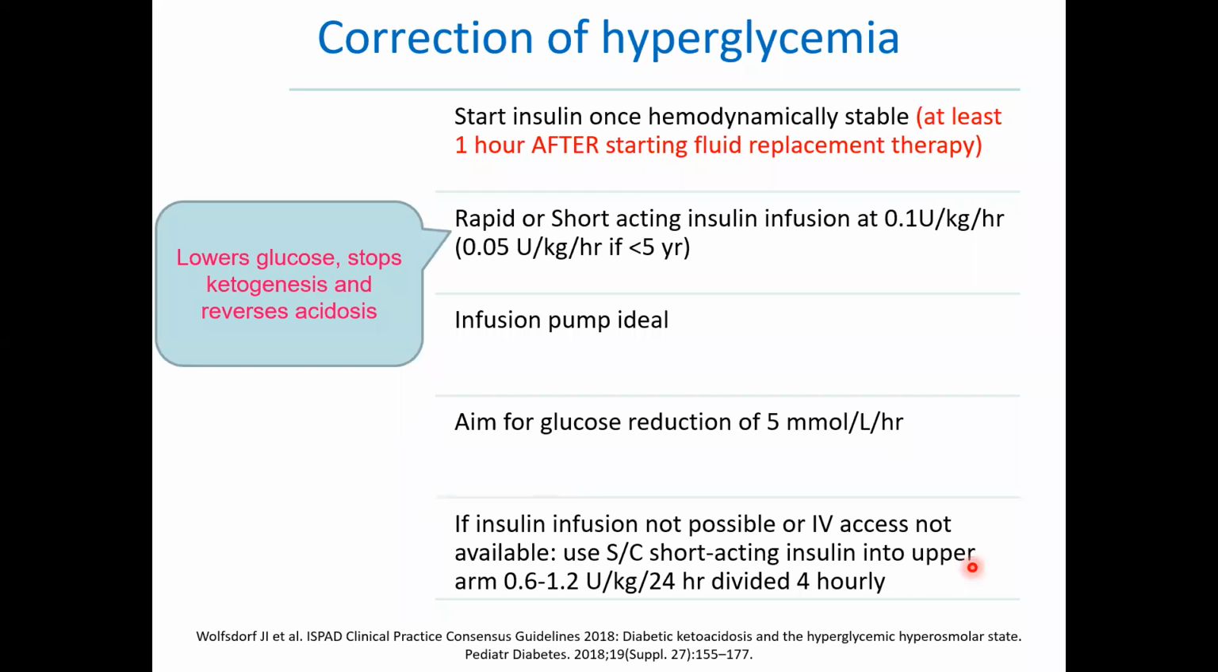So back to our patient, our girl, she was 14 kilos and she's 4 years old. So the correct answer is actually 0.05 units per kg per hour, which would give us 0.7 units per hour. So the correct answer was 0.7 units per hour.